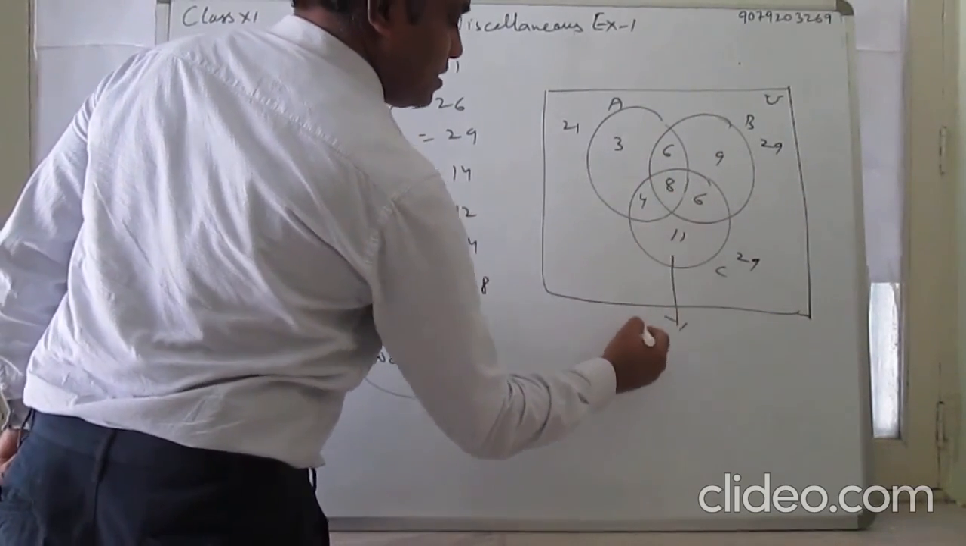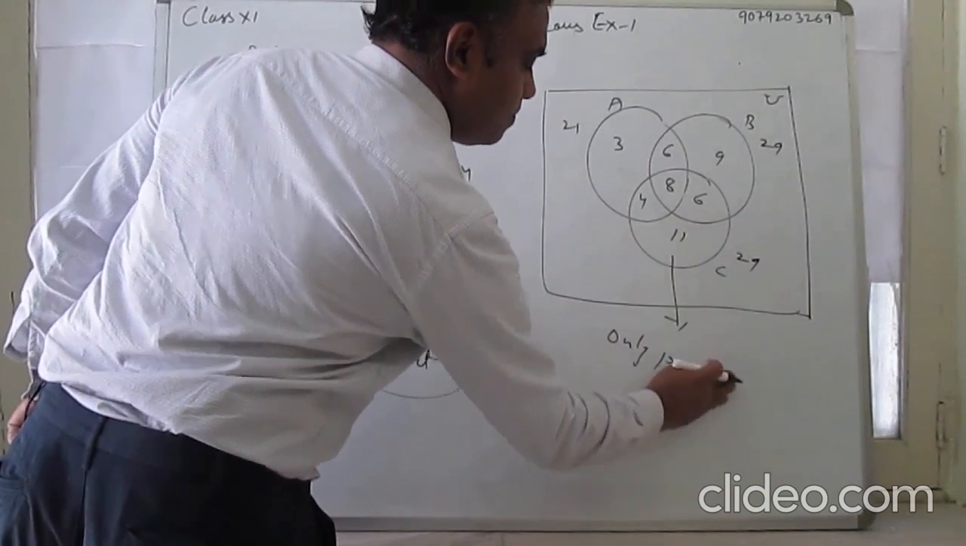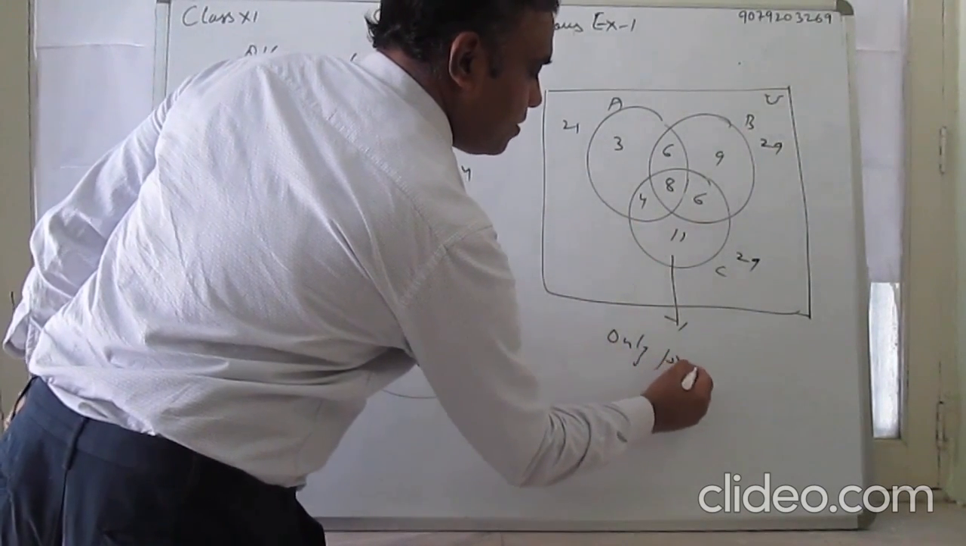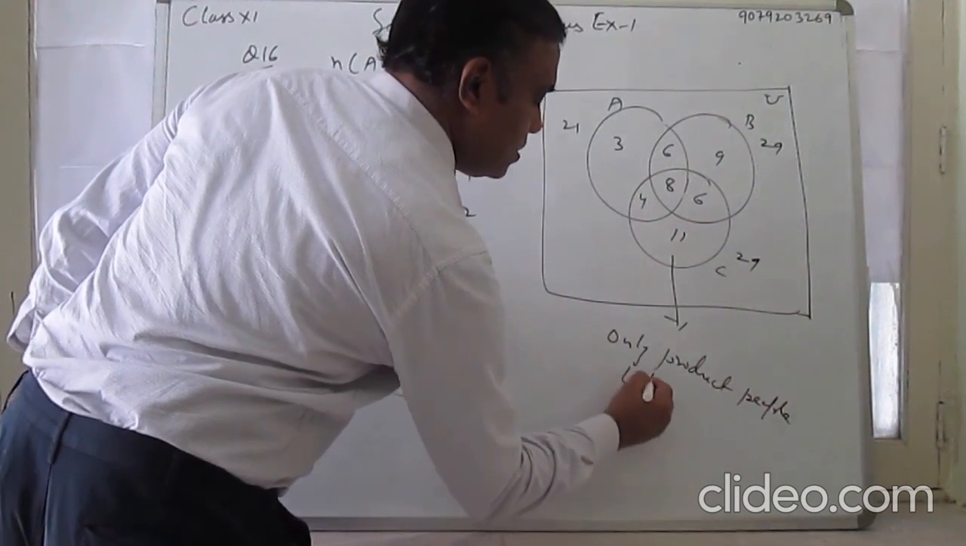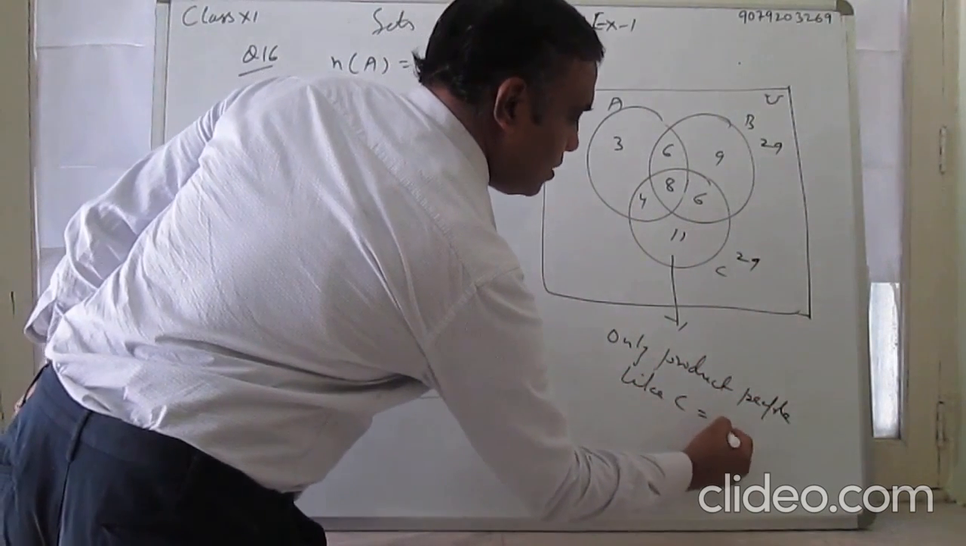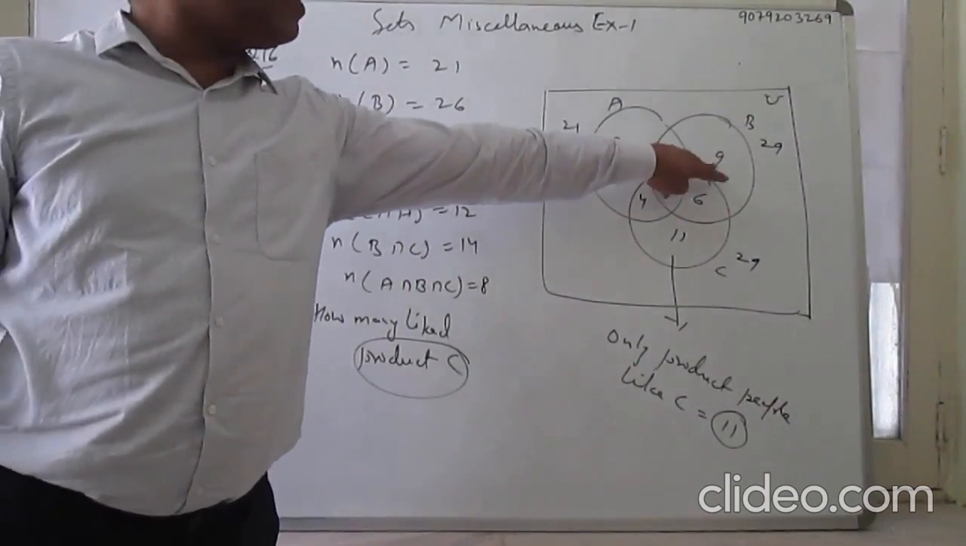So only like C. Only product C people like C is equal to 11. 11 is the answer. अगर A पूछता तो 3, B पूछता तो 9.